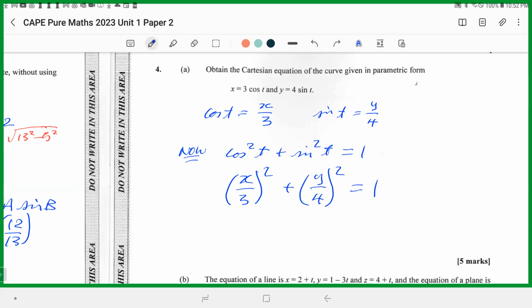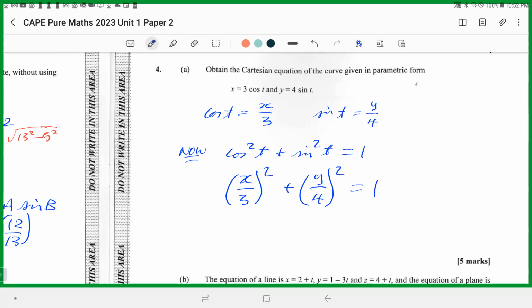Cos and sine. If you have tan and sec, you would use 1 plus tan squared t equals sec squared t. If it was cot and cosec, you'd use 1 plus cot squared t equals cosec squared t. You have to know your identities. Once you know your identities, everything is easy in trigs.